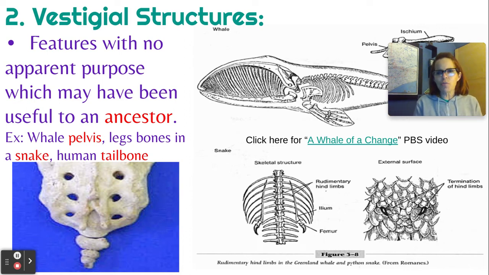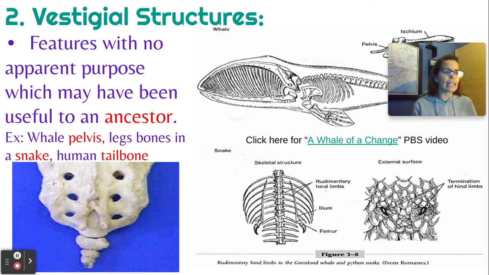Their ancestors were a wolf-like animal that did walk on land, that gradually moved into the oceans, and over time with mutations that got rid of limbs made them more aquadynamic, and they could swim better. And so over time, mutations accrued, but no mutations got completely rid of those pelvic bones. Other examples, there's leg bones in a snake up against the rib cage, and then the human tailbone.